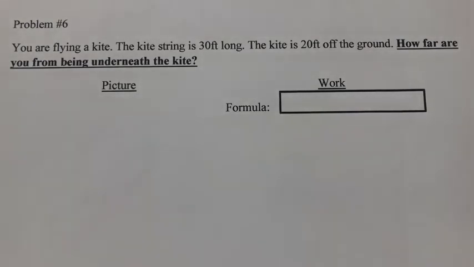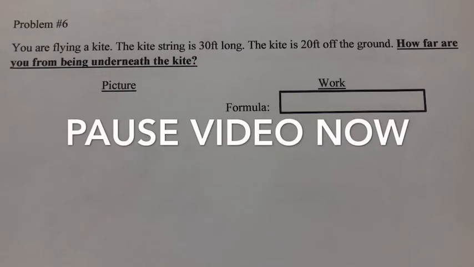Problem number 6. You're flying a kite. The kite string is 30 feet long. The kite is 20 feet off the ground. How far are you from being underneath the kite? So what I would like you to do is to try this one on your own. Go ahead and pause the video and complete this problem.